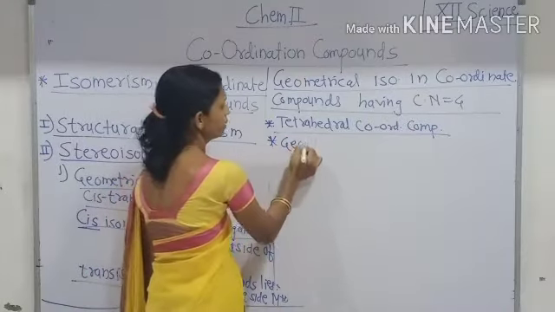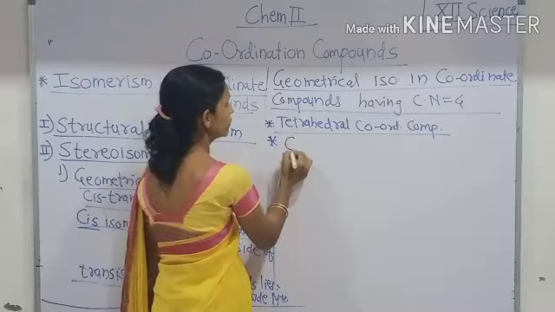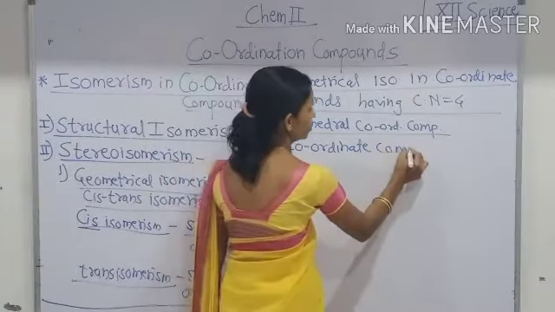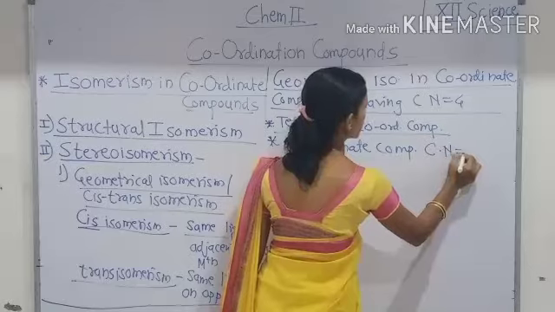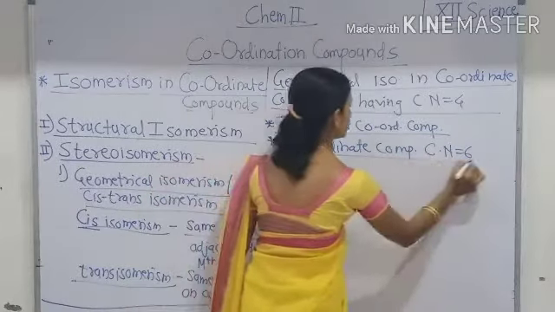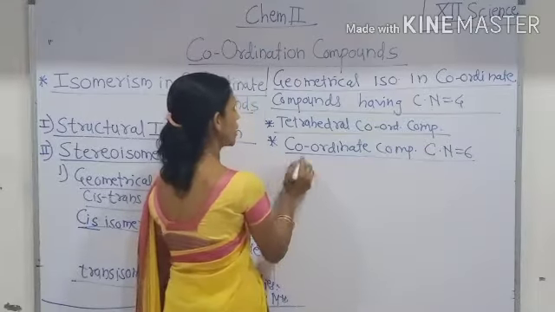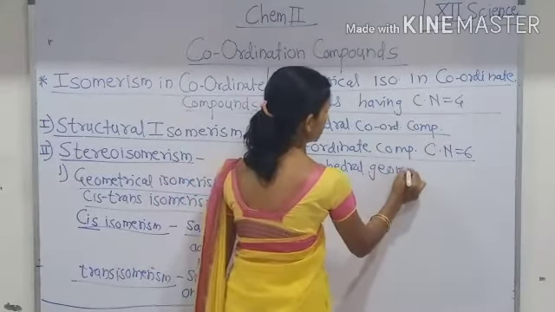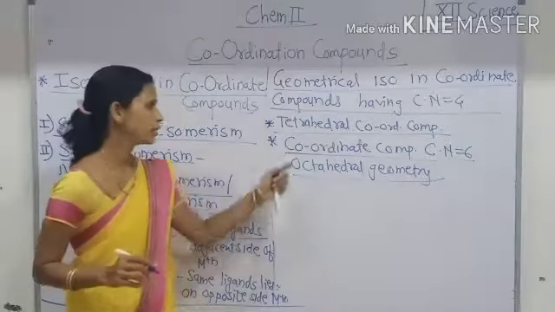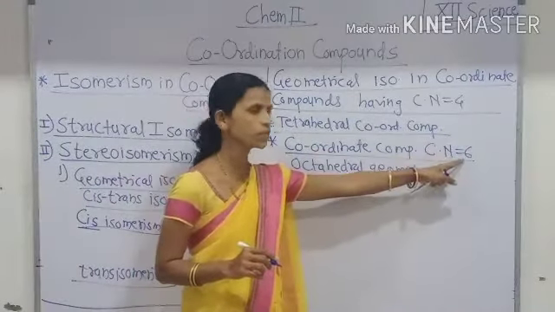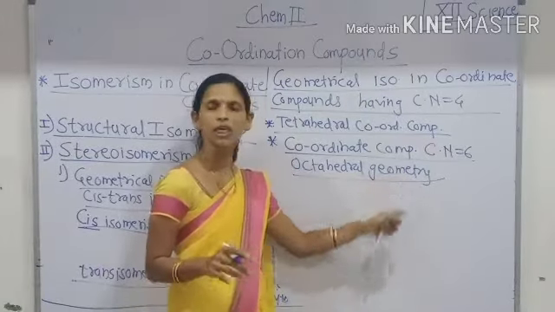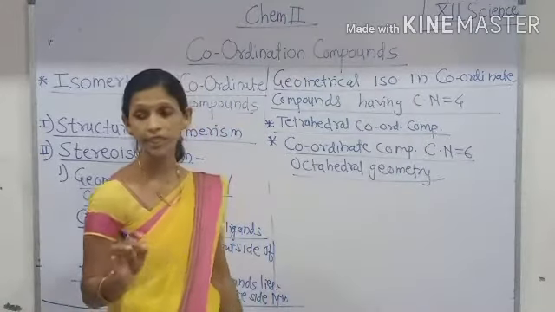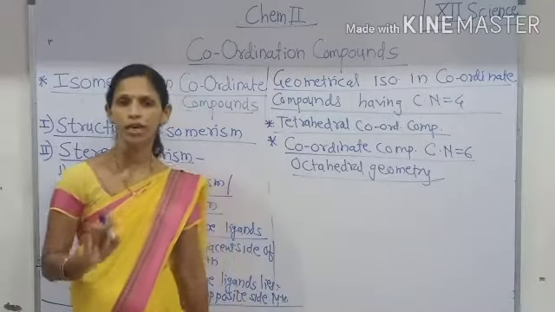Then geometrical isomerism is also shown by coordinate compounds which have coordination number 6 and octahedral geometry. See here, the coordinate compounds which have coordination number 6 and octahedral geometry show geometrical isomerism, that is cis-trans type of isomerism.